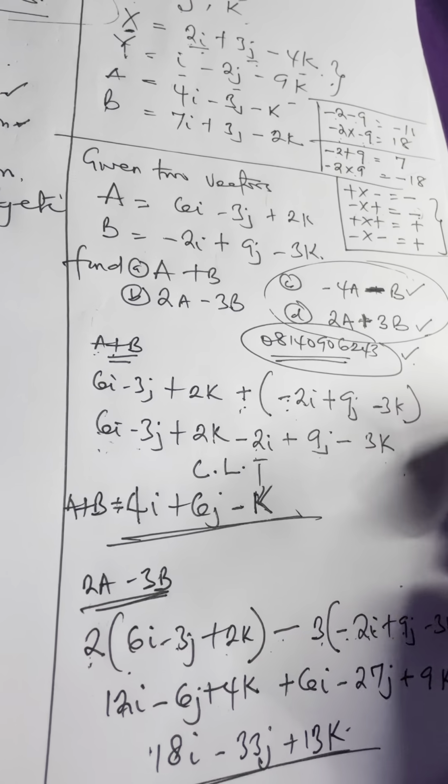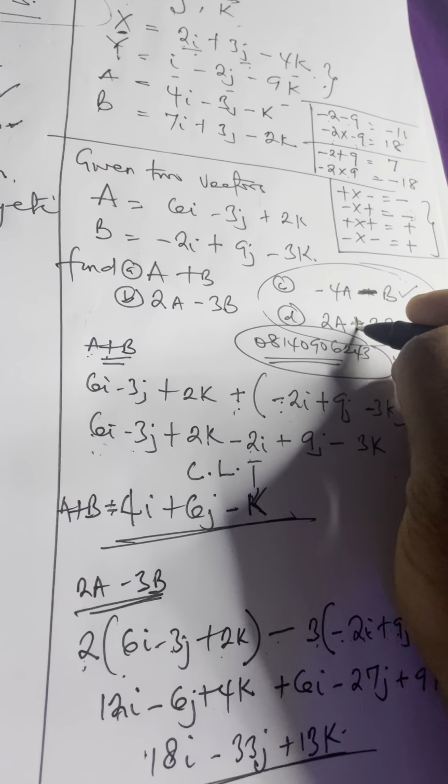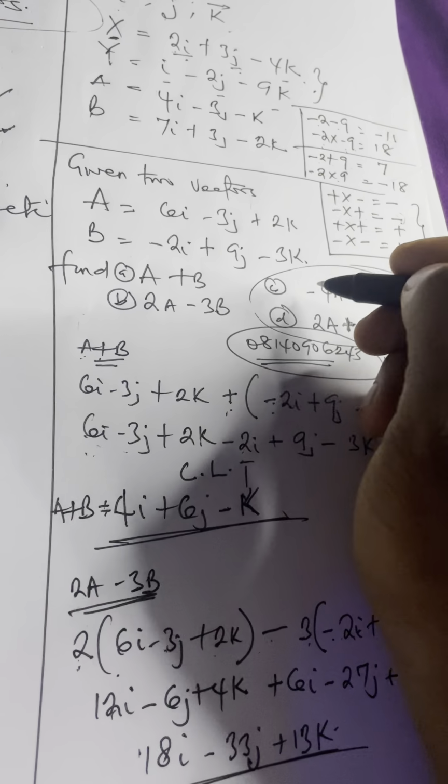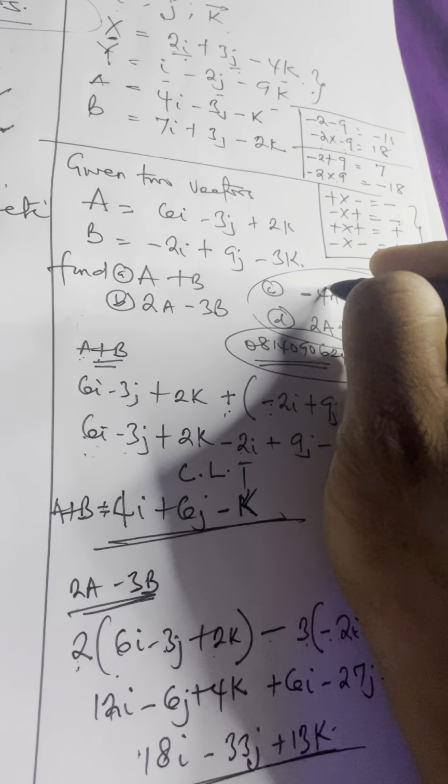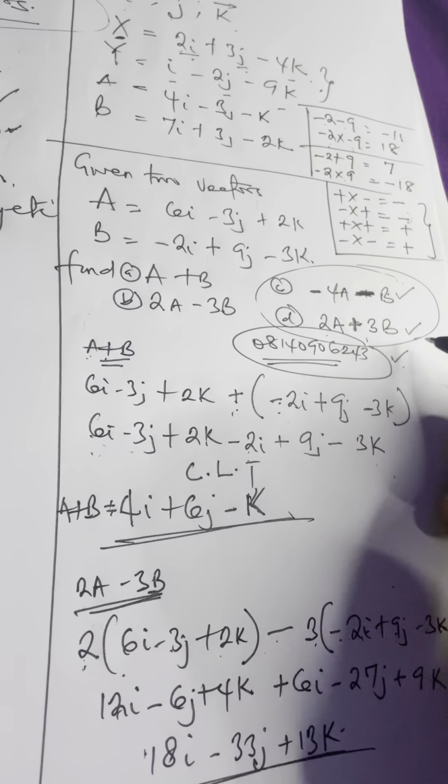So that's all for addition and subtraction. If you also want more exercises, more complex exercises, remember there's a minus here. So minus 4a minus b, 2a plus 3b.